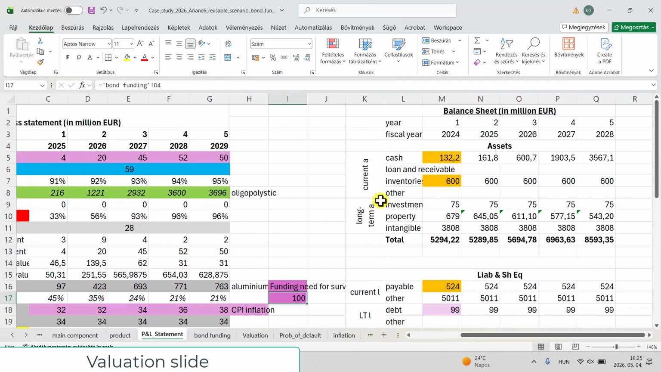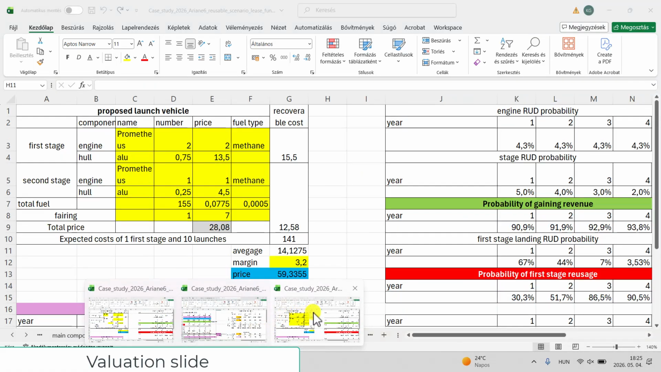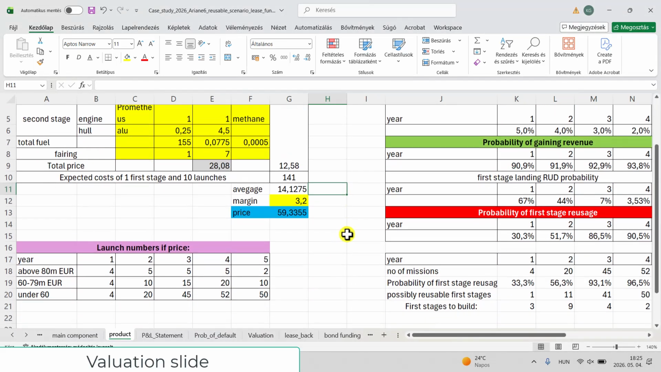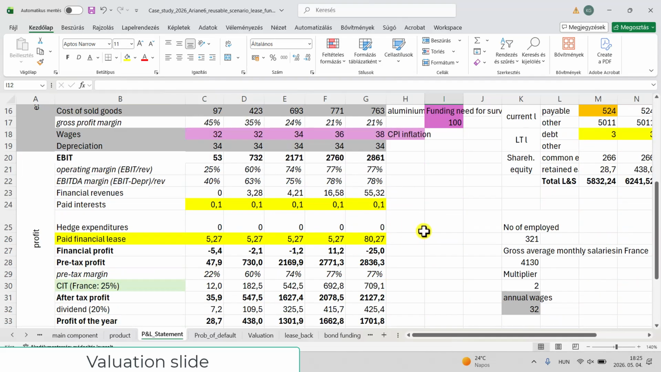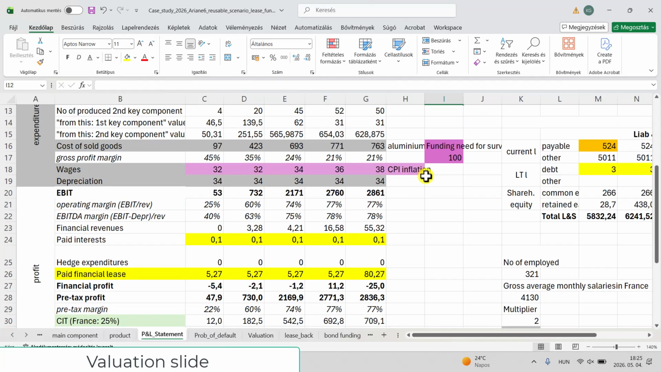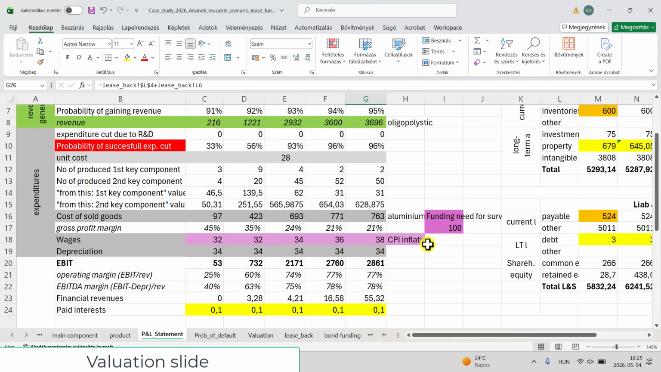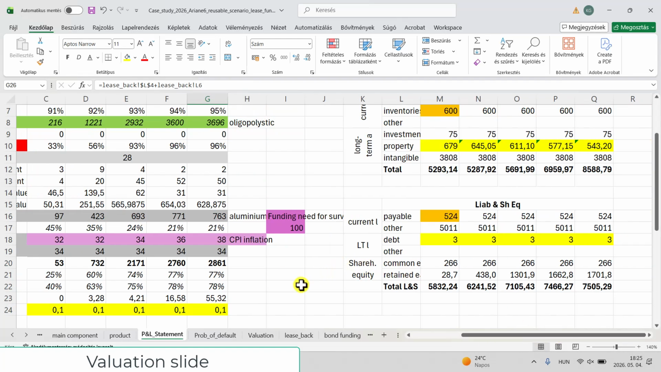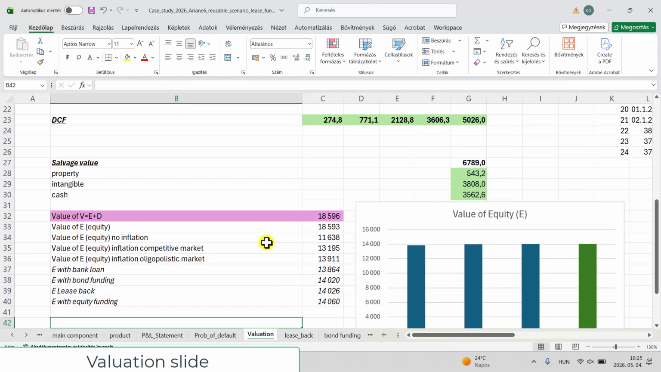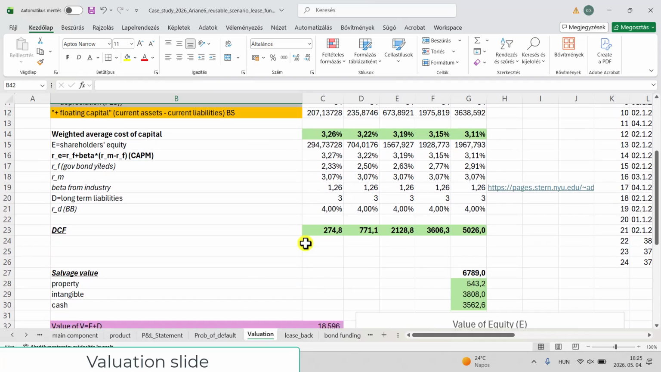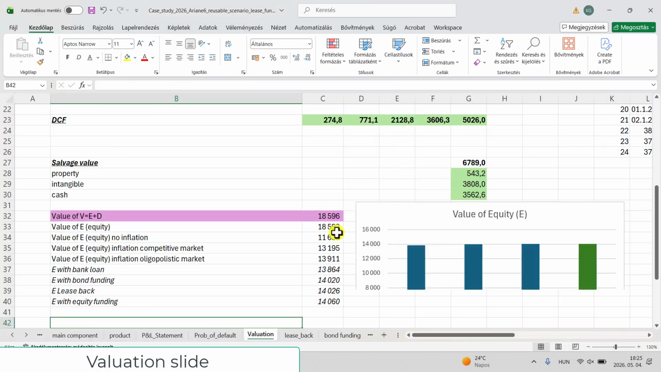So you can say, let's take this one for the bond, and this is the lease scenario. We can still check that this is still 100 million euros what we need here, and the financial lease is calculated here. So again, not touching anything, we can just grab the lease.